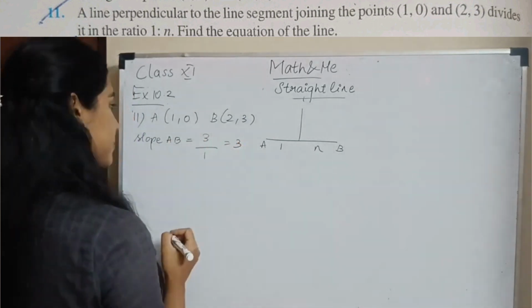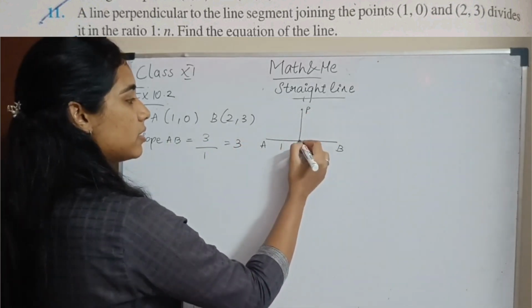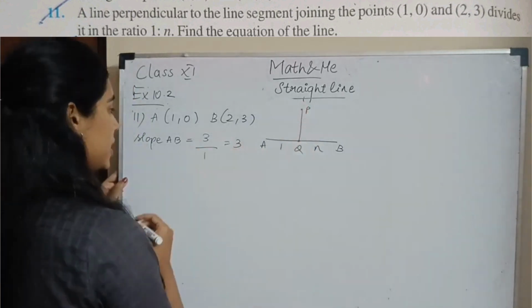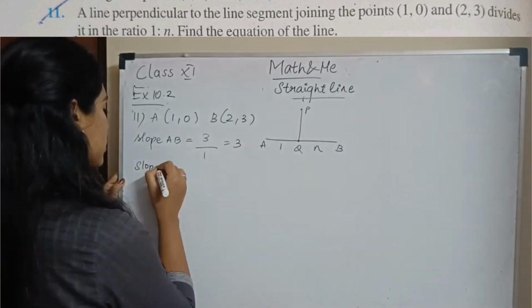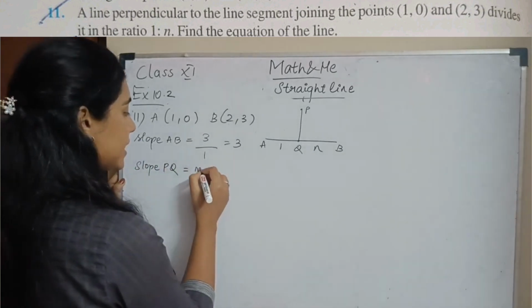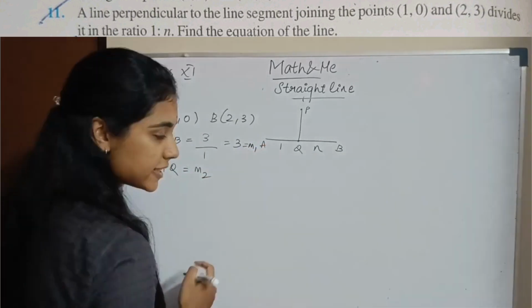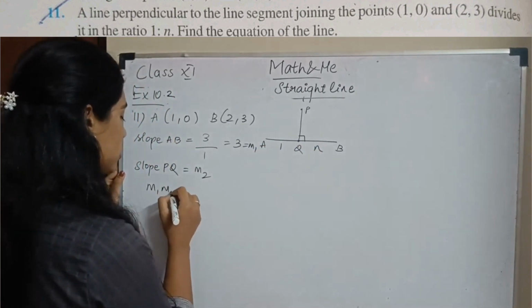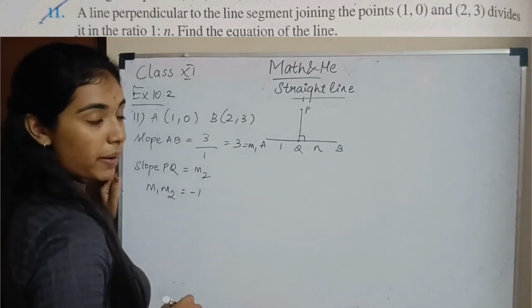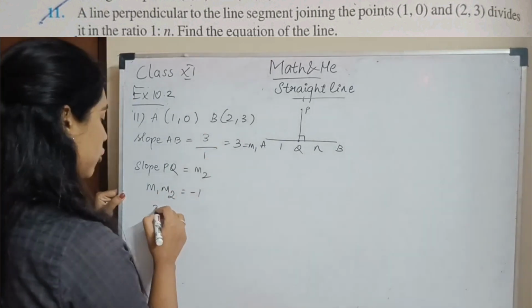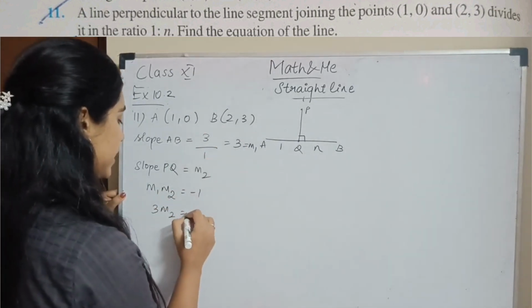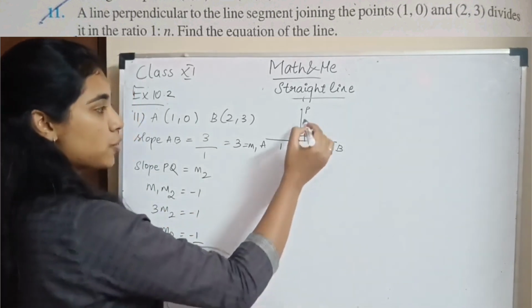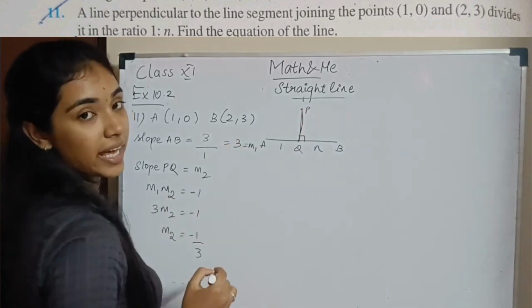So you have 3. So let this line be P and Q. So we need to know the slope of PQ. So slope PQ equals M2 and let this be M1. Since it is given that they are perpendicular to each other, what do we know? We know the product of their slopes is minus 1. So you have M1, 3 times M2 equals minus 1. So M2 equals minus 1 by 3.